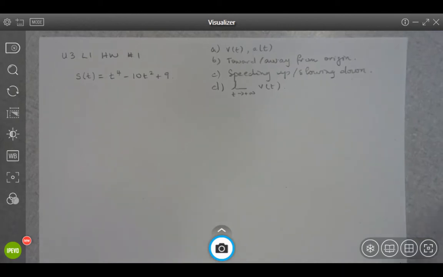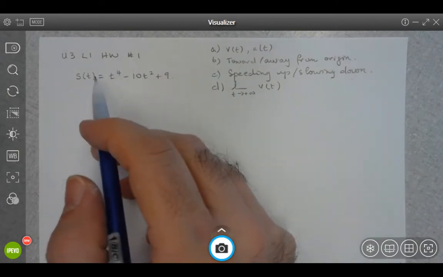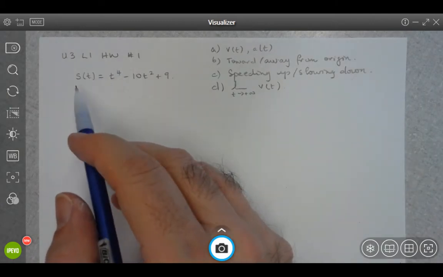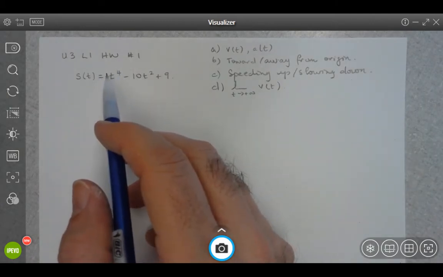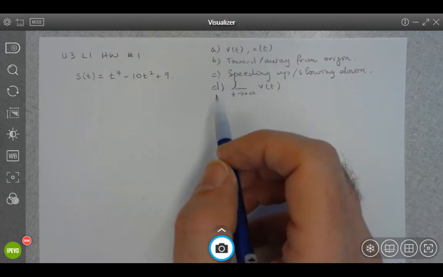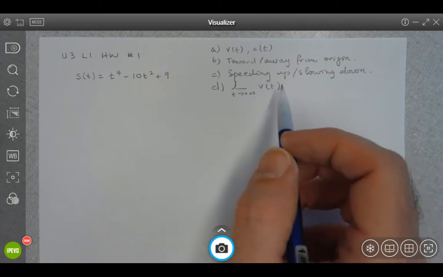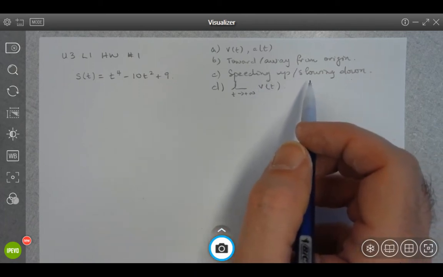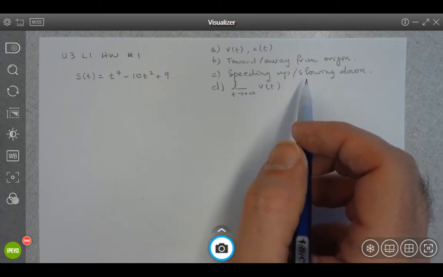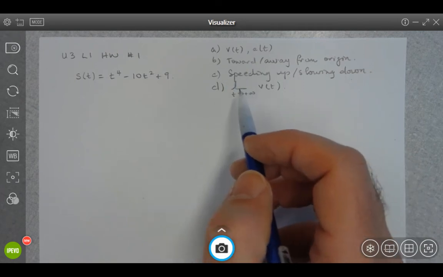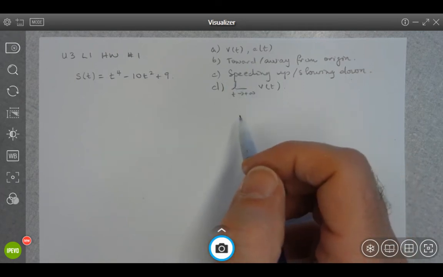All right, so we're looking at Unit 3, Lesson 1, homework number 1. Here we're given a position function, s with respect to t, and they want us to find the velocity, acceleration, determine when the object's moving toward and away from the origin, when it's speeding up, slowing down, and then they ask what's happening to the velocity over time, which I'm going to interpret in a more mathematical way.